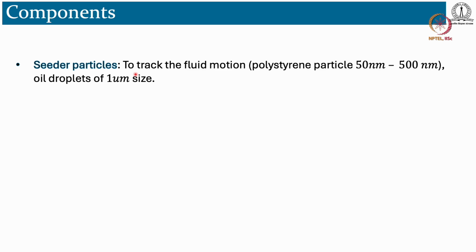Fluid can be anything, gaseous or liquid, as we have discussed, and we will be discussing a lot more about it in the upcoming lectures. So, this is one of the most important components, and it has to be chosen very wisely. For example, you can choose polystyrene particles of very small nanometers. It can go till 1000 nanometers also, and you can also use oil droplets of 1 micron size.